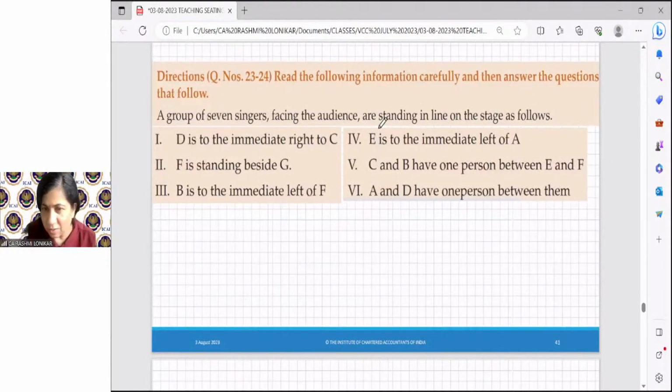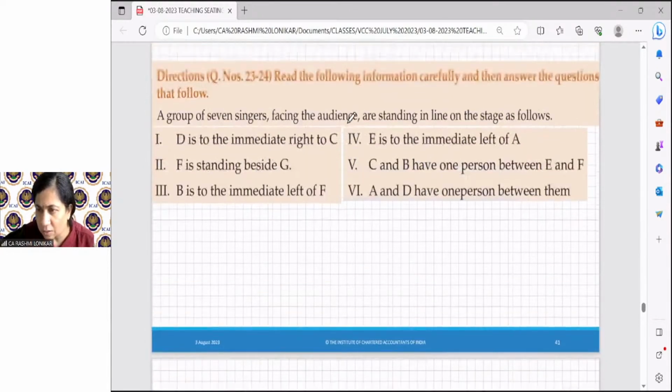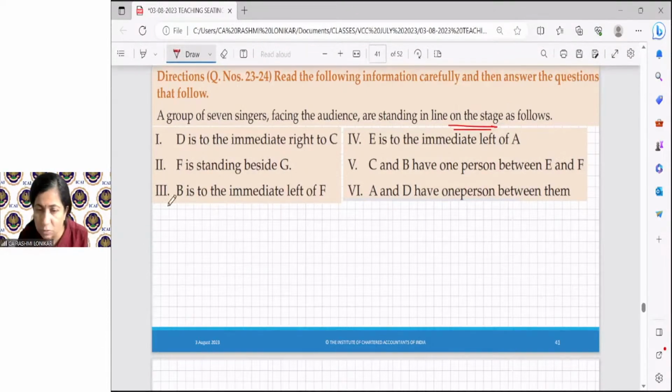Now 23 to 24. A group of 7 singers facing the audience are standing in a line on the stage as follows. When you are standing in a line on the stage, what happens to the left? This is your right hand side and this is your left hand side for the people who are standing over there. Okay.